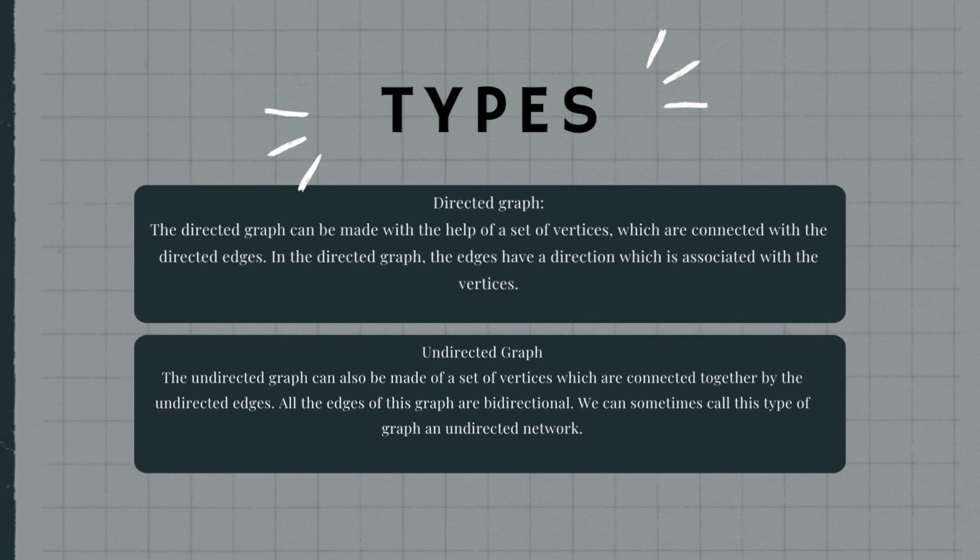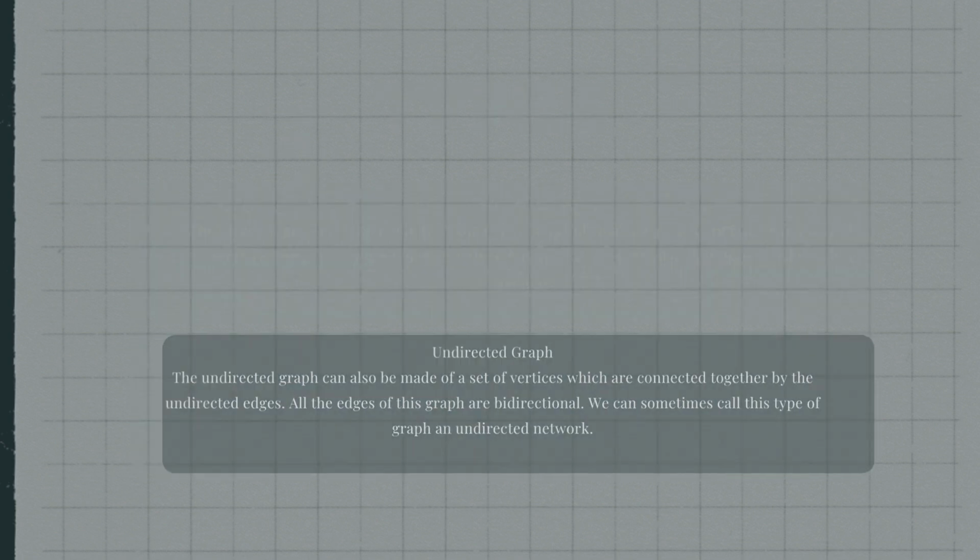Directed graphs can be made with a set of vertices which are connected with directed edges. In these directed edges, the edges have a direction associated with the vertices. Undirected graphs can also be made of a set of vertices which are connected together by undirected edges. All the edges of this graph are bidirectional. We can sometimes call this type of graph an undirected network.